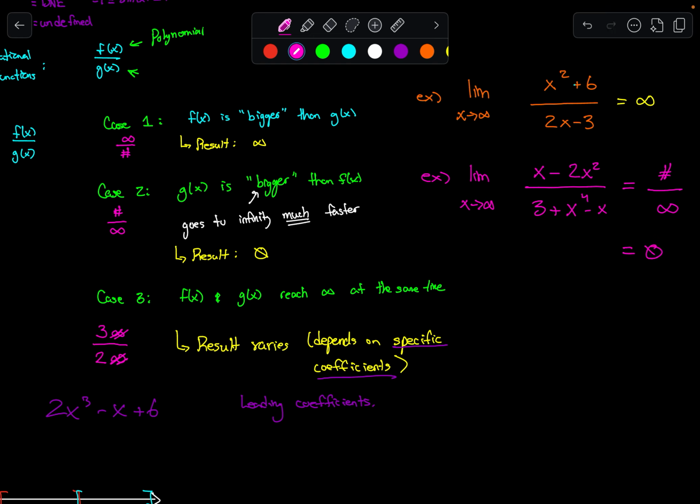This answer is going to be 0, right? This limit is going to be 0. We would expect this rational function, if we were to graph it, to kind of do that and level out in the long run. Okay. Now, how do we do this a little bit more algebraically per se?